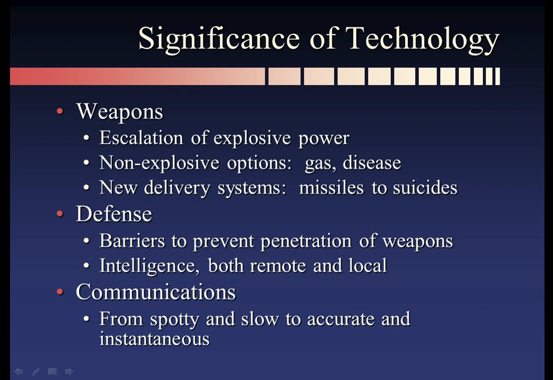And there are also better defenses, and there's better intelligence. And so on both sides, actually. So it's good for people who are fighting terrorists, and then terrorists also have that too. And then communications are really big. You have, with cell phones and computers and things like that, this change from kind of piecemeal and slow communications to really accurate and instantaneous information. And again, that's also on both sides.